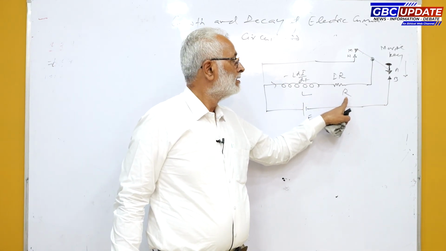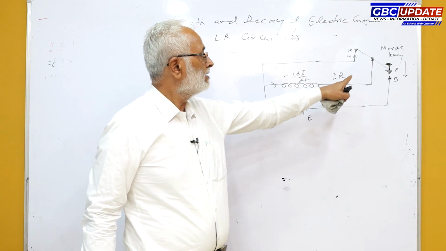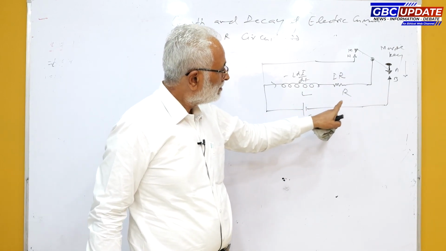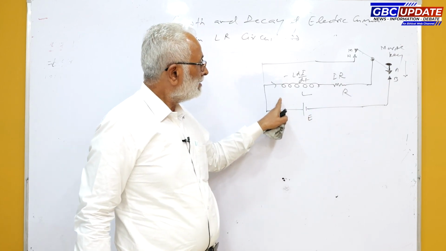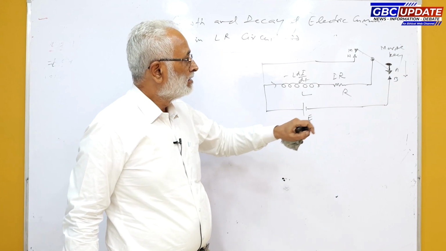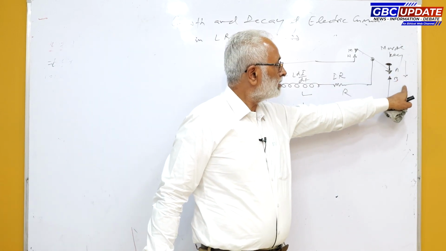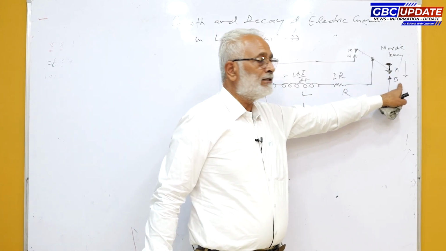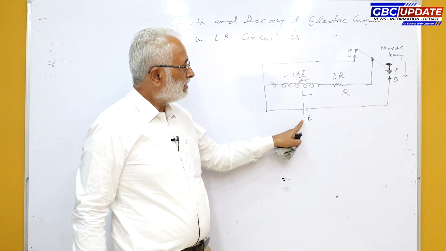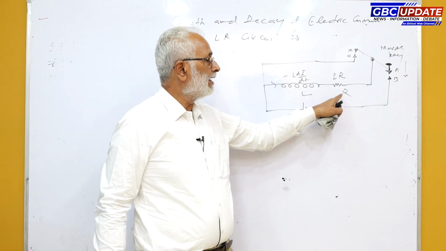and resistance R. These are connected with each other through a Morse key, and a battery is connected in series with the combination of L and R. As soon as we press the Morse key, points A and B will be connected with each other. This battery is connected across L and R.